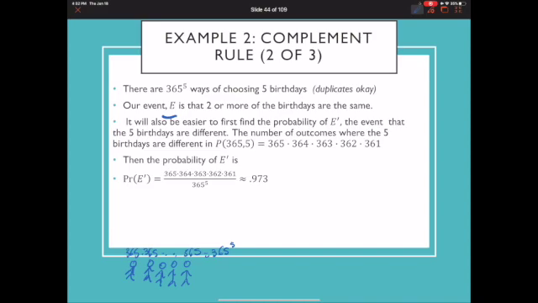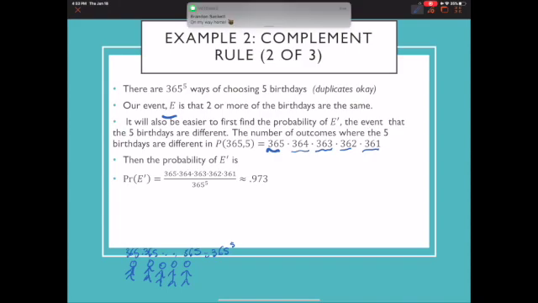That's kind of complicated to calculate, so let's first look at the complement. The complement of the event would be that the 5 birthdays are different. The number of possible outcomes where the 5 birthdays are different would be the permutation 365 pick 5. So I've got 365 options for the first birthday, 364 for the second, 363 for the third, 362 for the fourth, and so on. So I've got 5 different people.